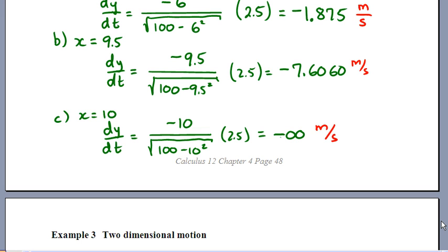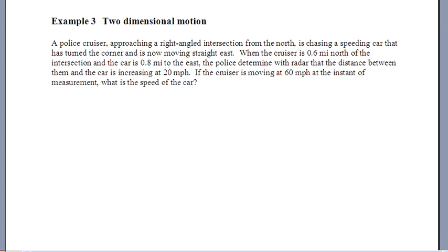Now, one last question. This one here, a little story about a police chase. So it says a police cruiser is approaching a right-angled intersection from the north, chasing a speeding car that has turned the corner already and is now moving straight east. When the cruiser is 0.6 miles north of the intersection, the car it's chasing is 0.8 miles to the east of the intersection, and the police determine with radar that the distance between them and the speeding car is increasing at 20 miles per hour. Now the police car is moving at 60 miles per hour. You have to figure out the speed of the car.